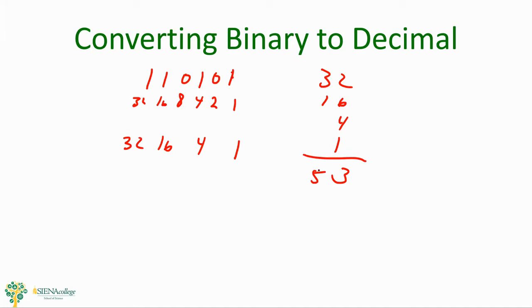Okay. Write out the binary number. Write the powers of 2 under it. Any of the powers of 2 that have a 1, we write down its power. We did not write down the 2. We did not write down the 8 because they had zeros. And then we add up the values.